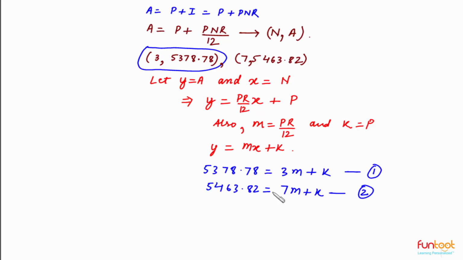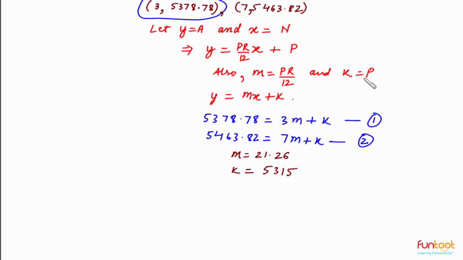On solving these two equations, we can get the value of m and k. So m will come as 21.26 and k will come as 5315. So we had taken k equal to P. That means our principal comes as this value, that means rupees 5315.